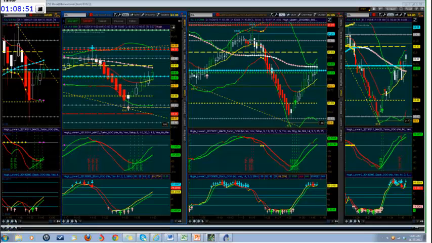So basically what I'll do is I'll take you through kind of the general indicators and the setups. So we incorporate quite a few things in it.